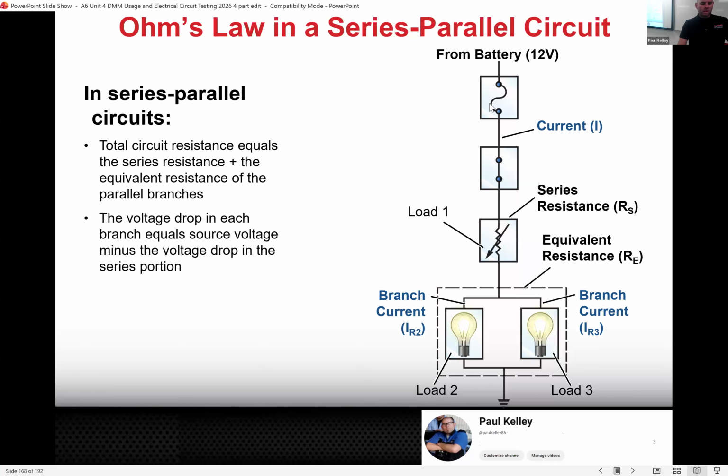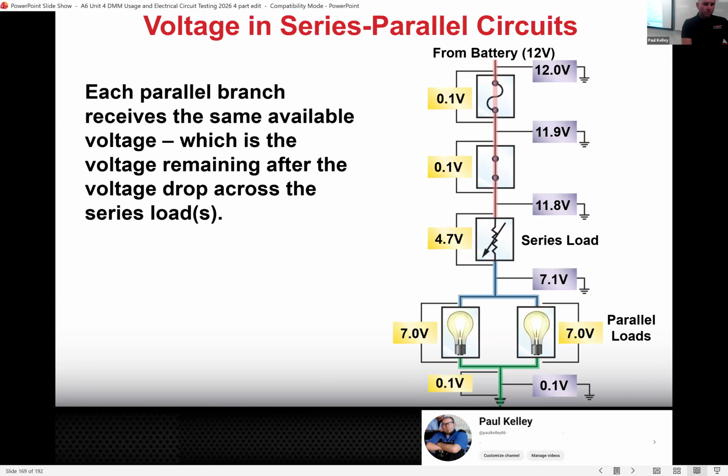And as for the current, it's really the same. The current in the series part is going to be the total of the 2 parallel parts, or 3 or 4 or 5, however many lanes, right? So the total of the freeway is going to be the same as all the exits off the freeway, right? Now, when it comes to voltage, that's when it's going to be a little different.